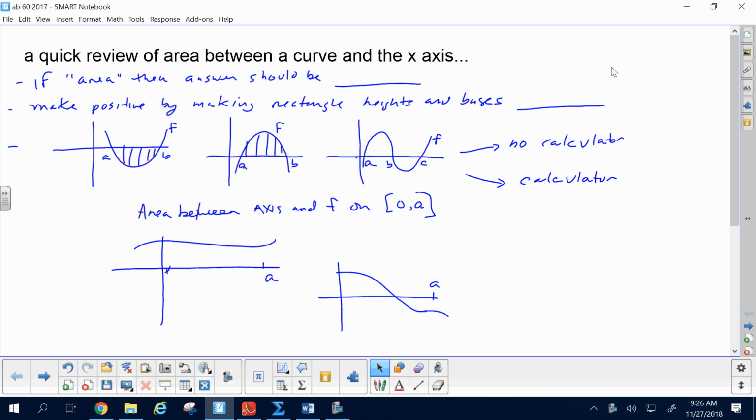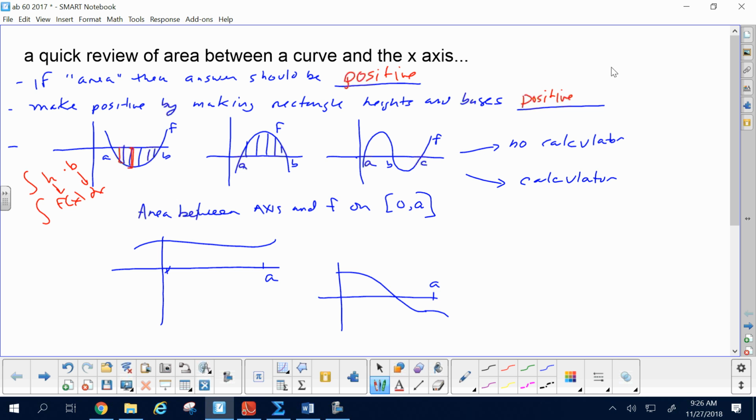All right? If the question says find the area, then they're asking for a geometric area that should be positive. Yeah? This isn't on your notes. This is previous, just review. You make it positive by making sure that the rectangles, remember the whole idea of all our integrals is that f of x dx represents heights of rectangles and bases of rectangles. And so we can make sure we get a positive answer by making the heights and bases positive.